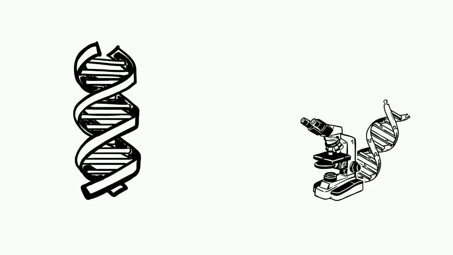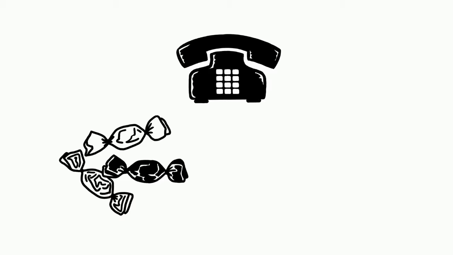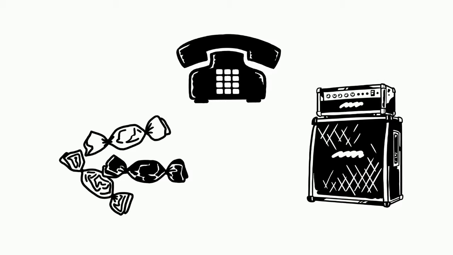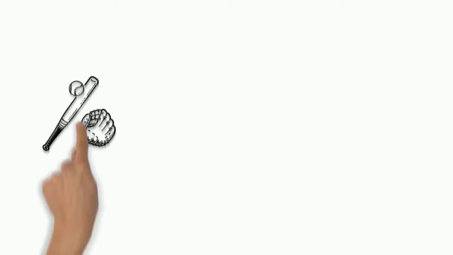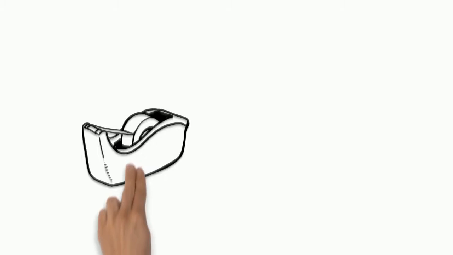DNA stands for deoxyribonucleic acid. It's a nucleic acid, which is a polymer. The monomer is called a nucleotide. A nucleotide contains sugar, phosphate, and a nitrogenous base. The bases in DNA are adenine, thymine, cytosine, and guanine. A bonds to T and C to G.